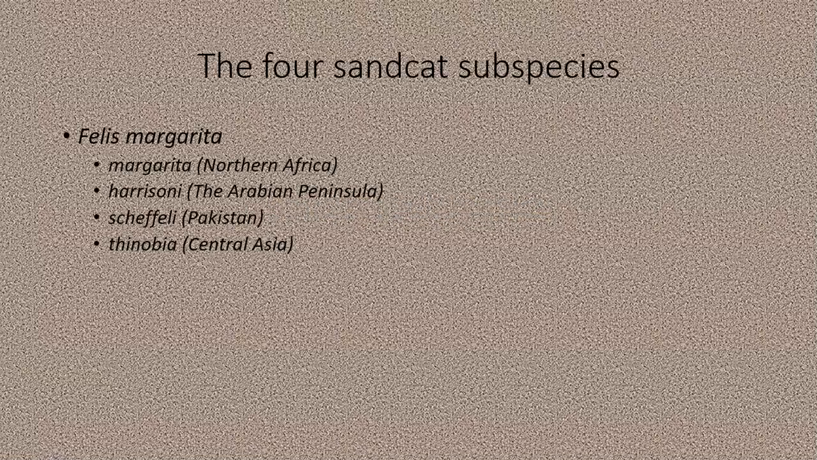Sandcat subspecies. Did you know that there are four separate subspecies of the sandcat? They are Felis margarita margarita in northern Africa, Felis margarita harrisoni in the Arabian Peninsula, and Felis margarita scheffeli in Pakistan. In Pakistan, they capture a lot of sandcats that they want to sell to zoos or to private individuals as private pets. And there's also Felis margarita thinobia in Central Asia, in areas like Kazakhstan near the Caspian Sea.